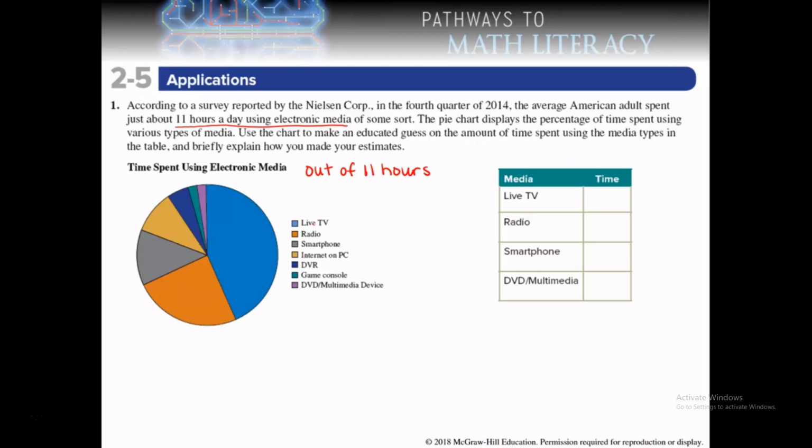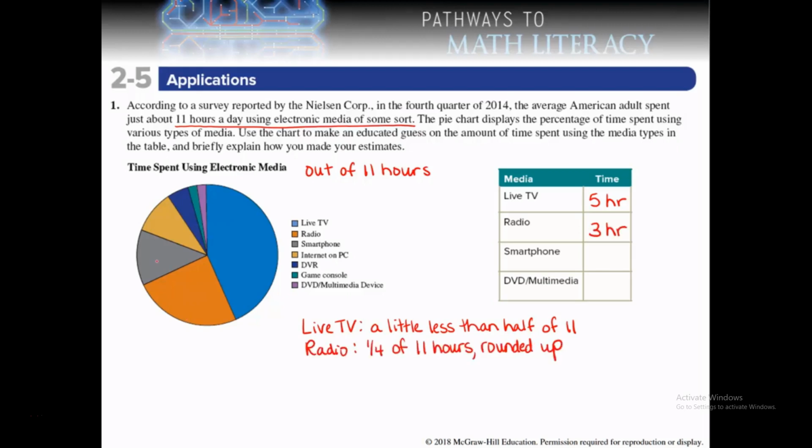So looking at live TV, that's this largest portion here. So if the whole pie represents 11 hours, that is just a little bit less than half of that. Half would be 5.5 hours, so maybe that would be about 5 hours. The radio slice is this orange one. It's the next largest, and that looks like it's about a quarter of the pie. 11 is pretty close to 12, and a quarter of 12 would be 3. So we could call it roughly 3 hours.